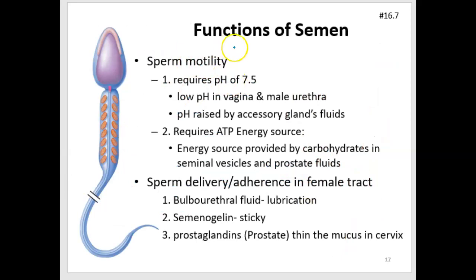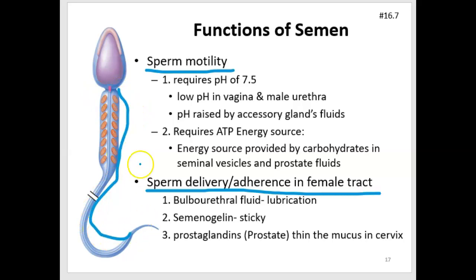Okay, so we see that the main functions of the semen are to, I'm going to go down here first, deliver sperm to the female reproductive tract. In addition, to keep the sperm motile, because they're going to move by this flagellum that you see here. It'll start waving back and forth and propelling the sperm in that direction. To keep the sperm motile, a pH of 7.5 is needed. However, the male urethra and the vagina in the female have a pH lower than that.